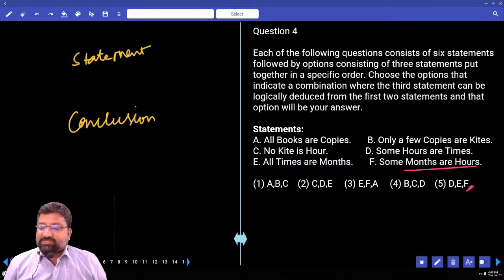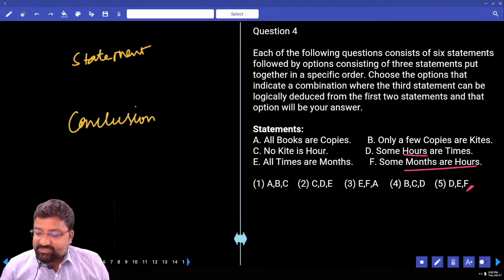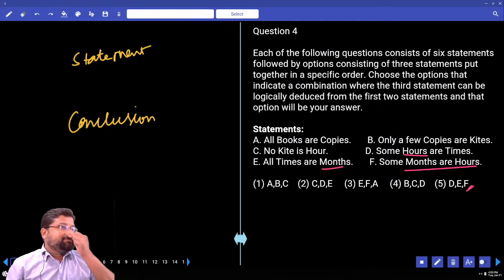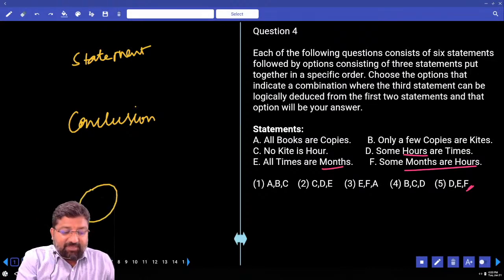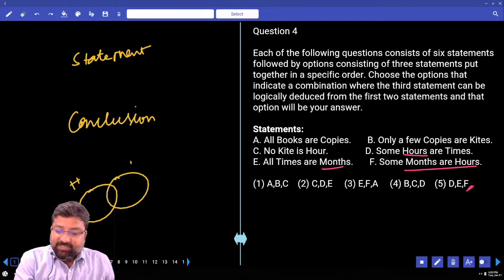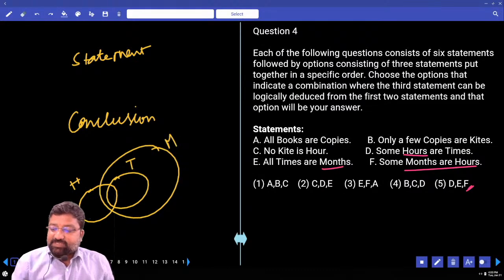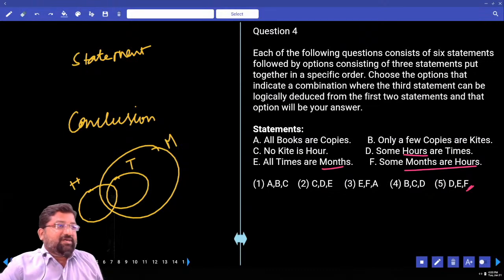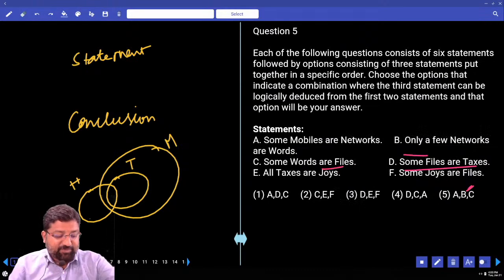What is F? Months and hours. D, hours, months. D, some hours are times, all times are months. Some months are hours. Right or wrong? Right. Which option is my answer? Fifth option.